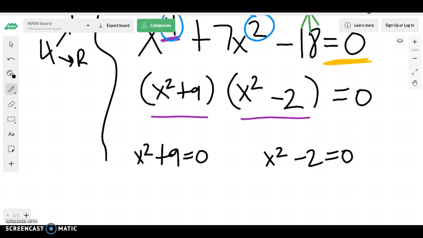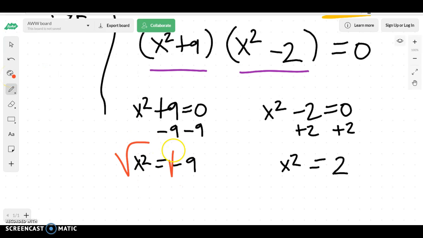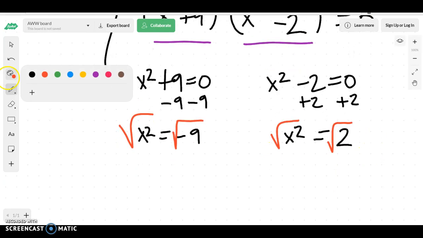Well, now from here we can solve it by subtracting 9 on each side or adding 2 on each side, and getting x squared equals negative 9 and x squared equals 2. Then what we'd want to do is we'd want to take the square root of both sides. So when I take the square root of both sides, you should remember anytime we take a square root, you want to get a plus or minus.